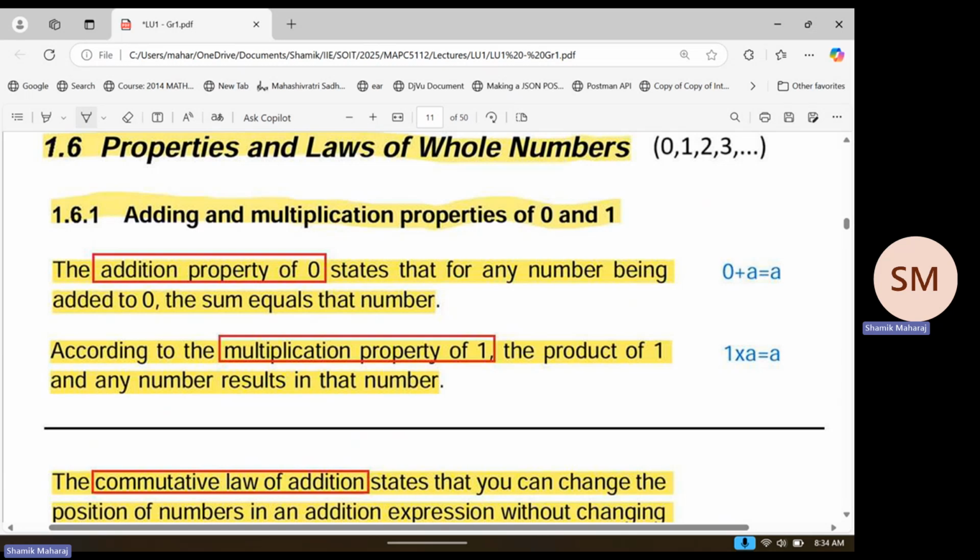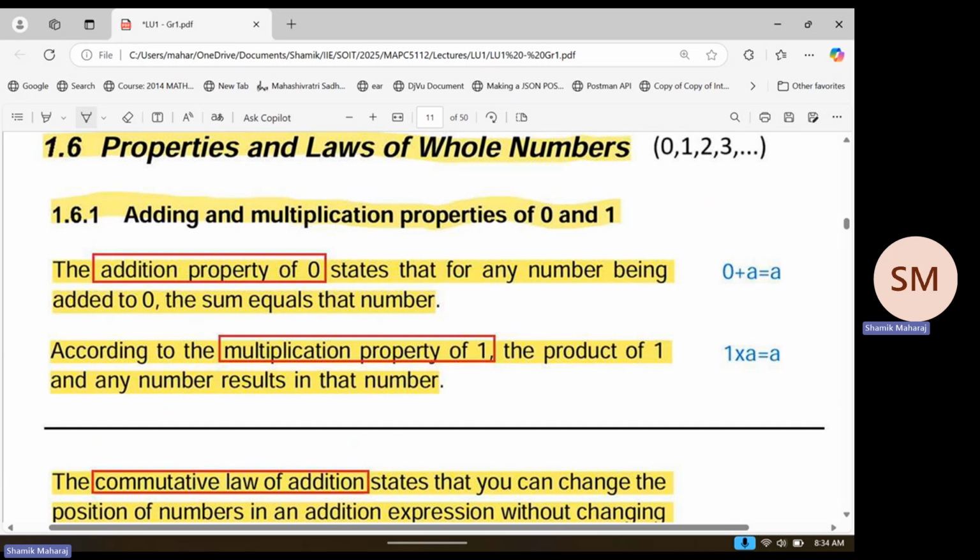Okay, properties and laws of whole numbers. Again, this is one of those sections where we just have to learn annoying things that replace words that we know already. Anyway, addition property of 0 and multiplication property of 1. These are two things we have to remember.